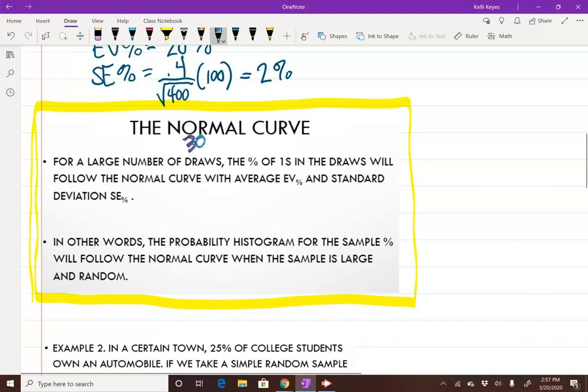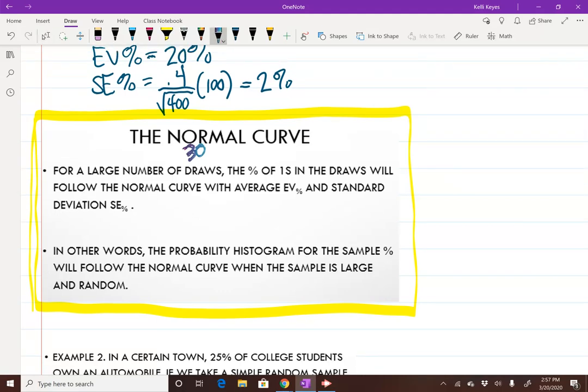And then the other thing, the probability histogram for the sample percentage will follow the normal curve when the sample is large, like we said, and then it has to be a random sample. So like we talked about in chapter 19, you can't just sample the first 30 people because that's truly not a random sample. So that may not follow the normal curve because it's not a random sample, okay?